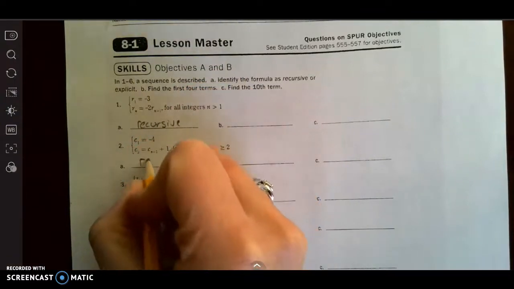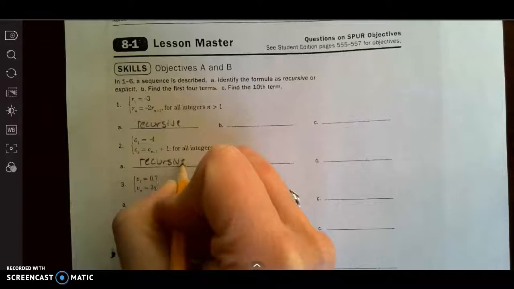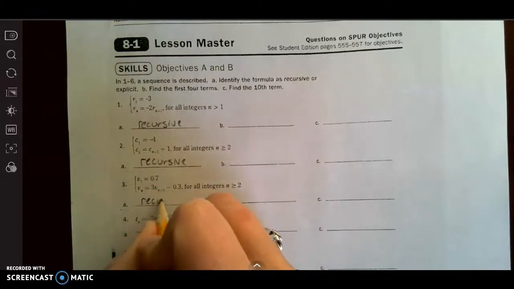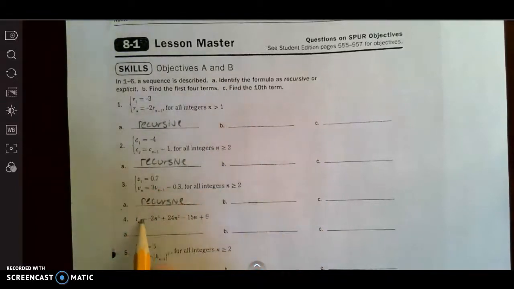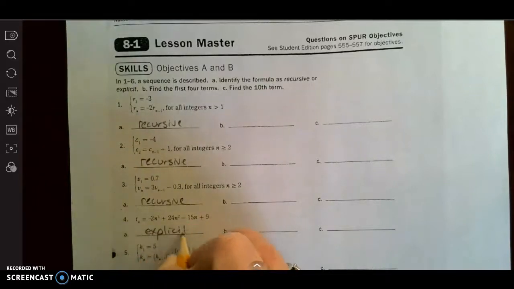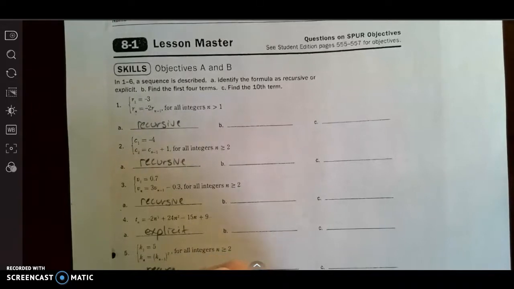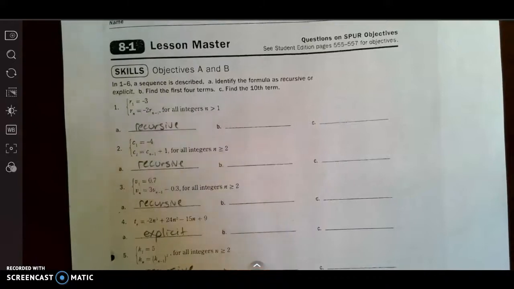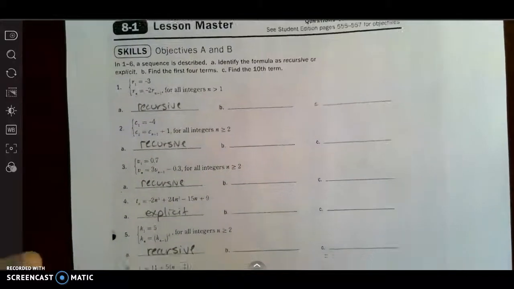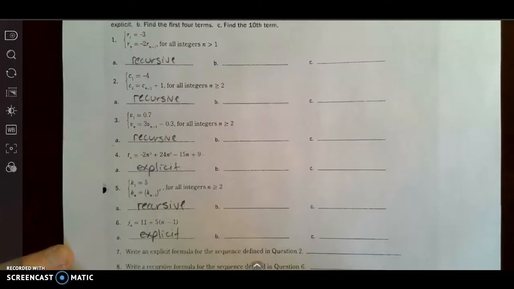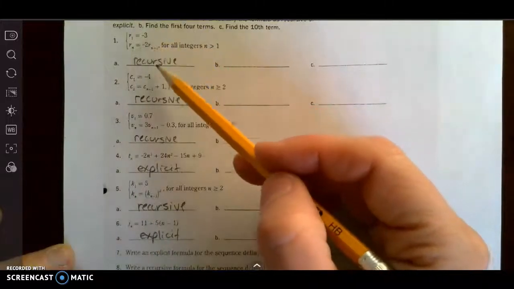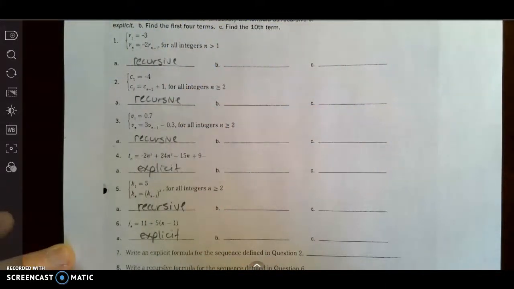This is also recursive because it's got those two parts. This is recursive. This is just a formula, so this would be explicit. This has two parts, so this would be recursive. And this has just the one formula, so this is explicit. I just like to do that part first because you just look at it and you can tell whether it's explicit or recursive.